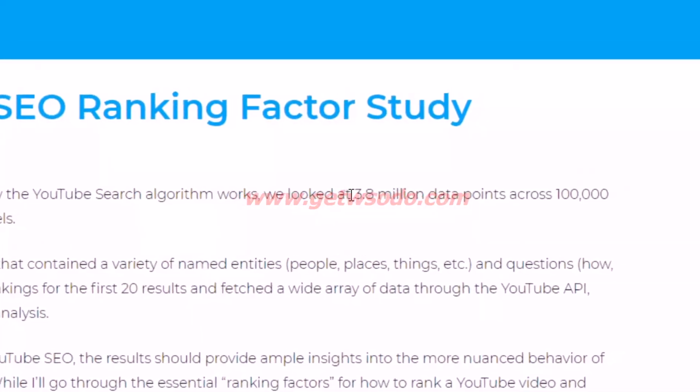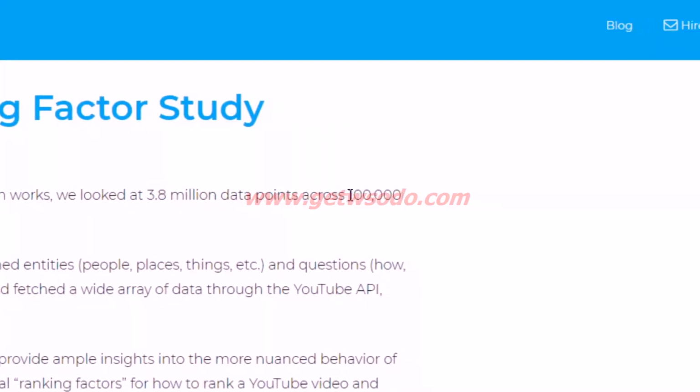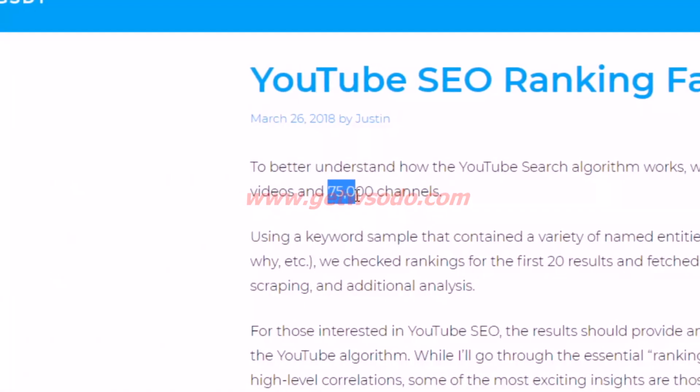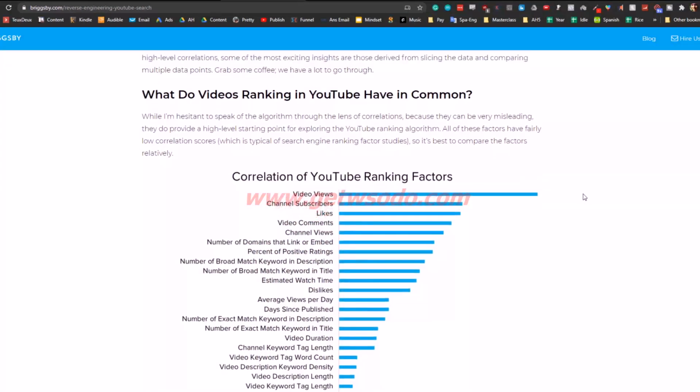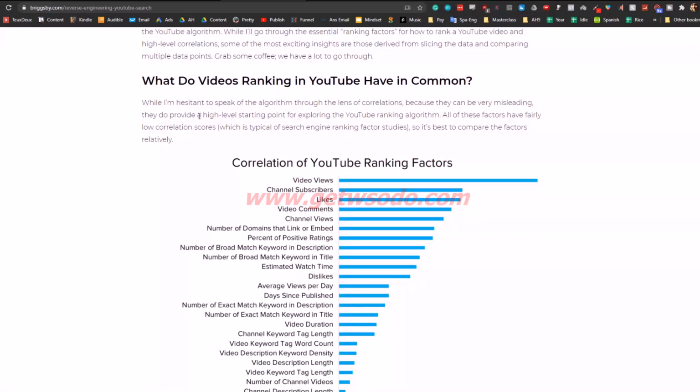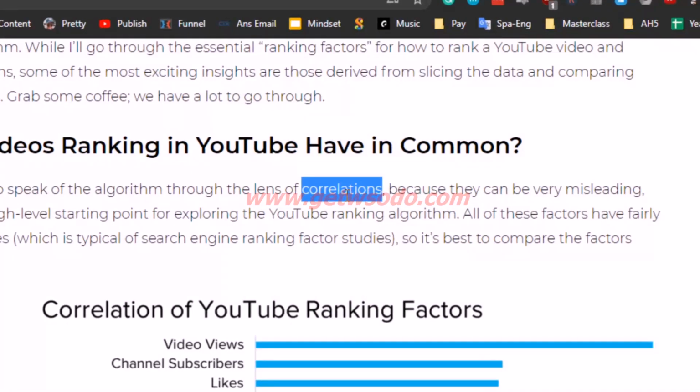And you can see that they looked at 3.8 million data points across 100,000 videos and 75,000 channels. And this is what they are basically looking for. Now, first of all, they start with a high level starting point, because it's hard to go through the algorithm through the lens of correlation. So there is a correlation and there is causation. These two are very different, but some people think about them as the same.